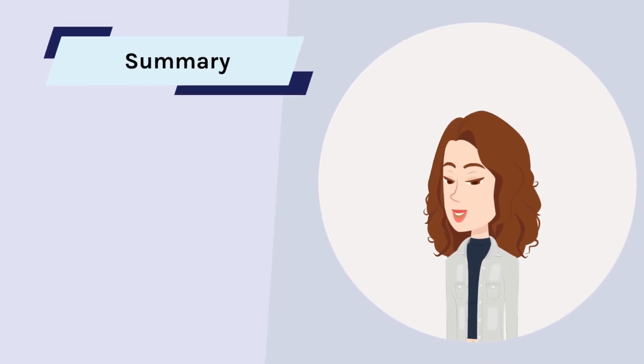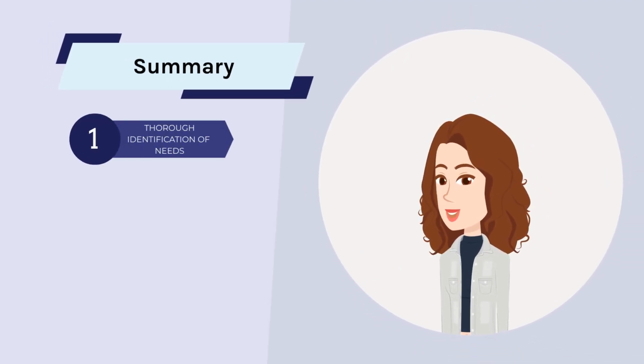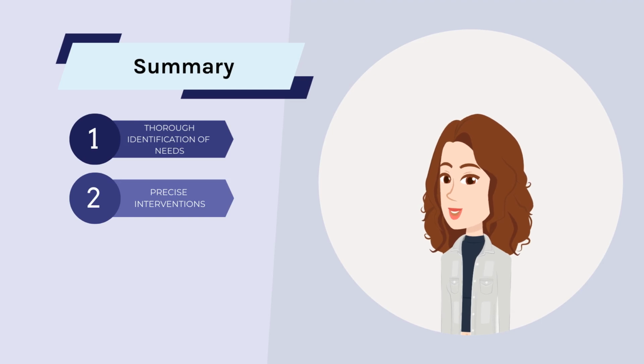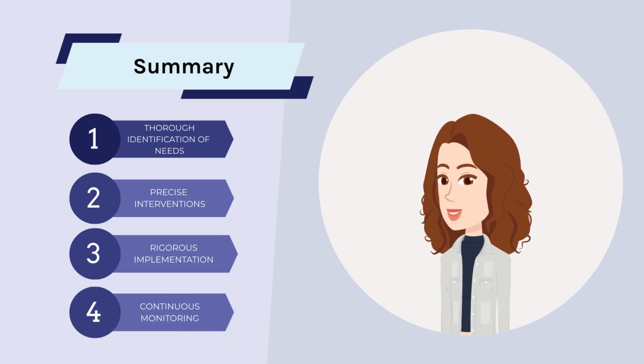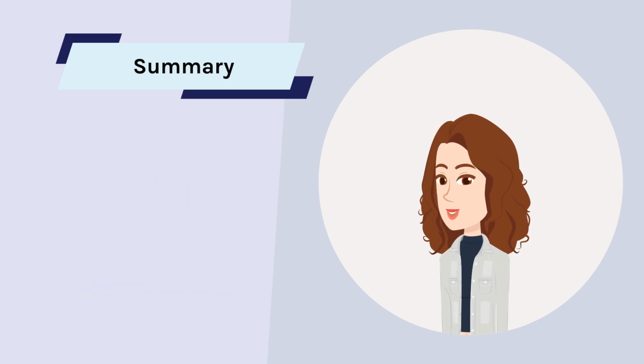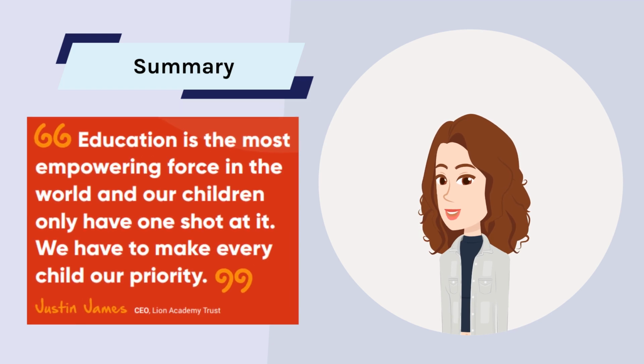A quality raising attainment plan requires thorough identification of needs and precise targeting of interventions, rigorous implementation, and continuous monitoring. When executed with fidelity, significant progress can be achieved within a 6-week timeframe, with plans in place to sustain this progress long-term.